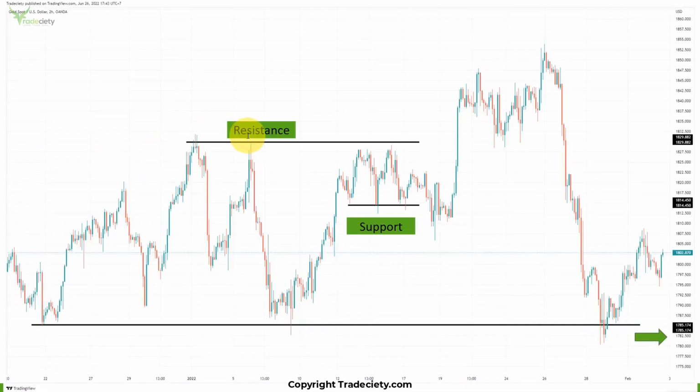So how does it look? Here, for example, this is what we call a resistance area. A resistance area is where we are seeing moves lower from. So the market is coming into this specific price level and it's moving lower. And then it's coming back and it's moving lower again. And it's coming back multiple times and moving lower again. If we would extend that, by the way, you can see the market would even respect this level from above.